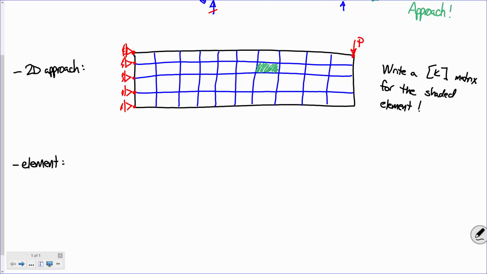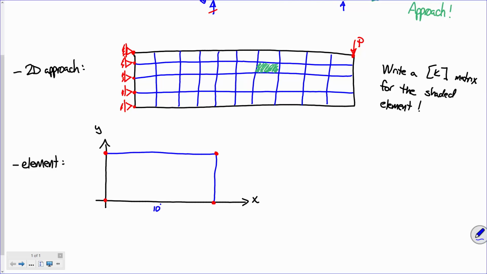So I'm going to say that this element is... here's the x-axis, here's the y-axis. So this is zoomed into that shaded element, like so. And I'm going to say that this is 10 inches and this is 5 inches.